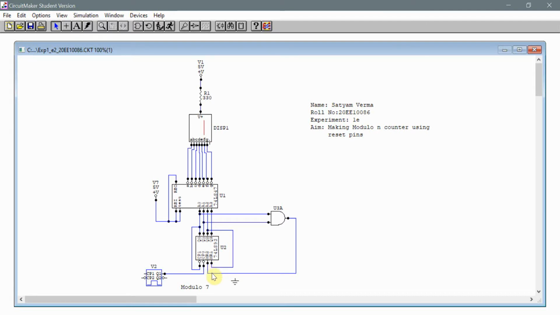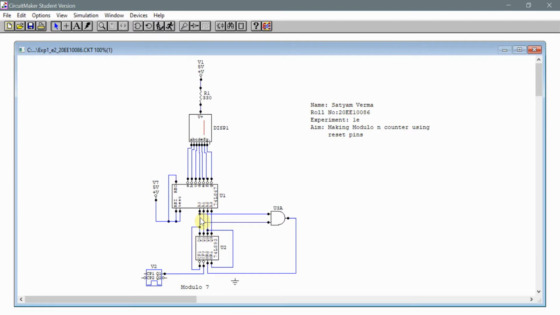So since there are only two pins here and there are three inputs over here which would be at the high state, since it is 0 1 1 1, I have used an AND gate over here to connect A0 and A1. So if both of them are 1, this would give a high output which is connected to MR2, and MR1 is connected to the third high input, that would be A2.